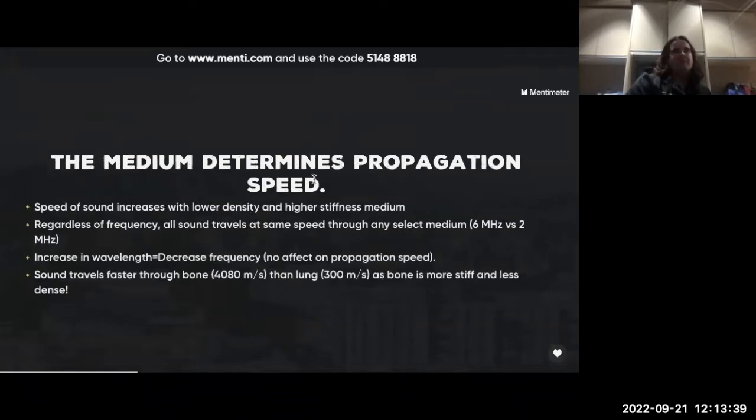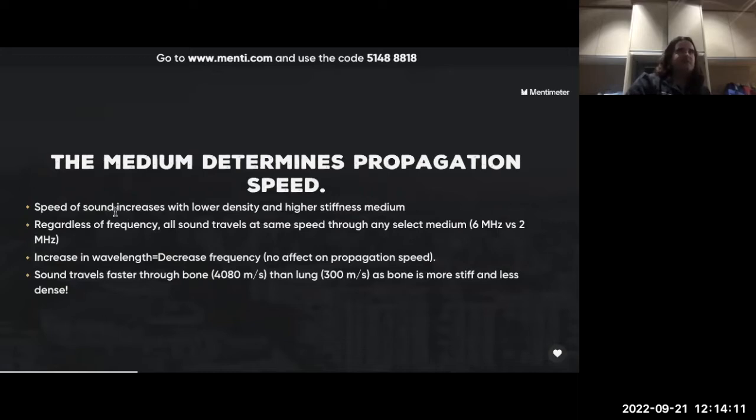So the medium determines the propagation speed. The speed of sound is actually fairly static within a given tissue, for example. Within soft tissue, it's around 1540 meters per second. Within air, it's around 300 meters per second. So with lower density materials, the speed of sound increases, and with higher stiffness. So for example, within the bone, the bone itself has very low density, but high stiffness. So things like, you've heard of bone conduction headphones, for example, are really good at conducting sound.